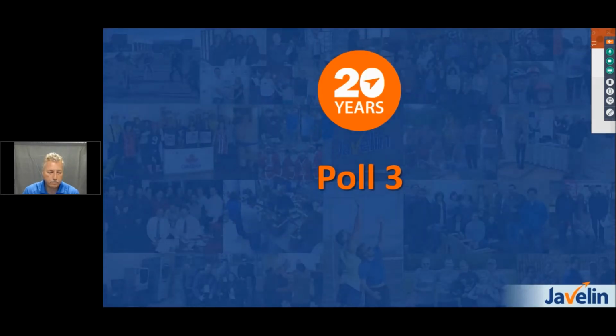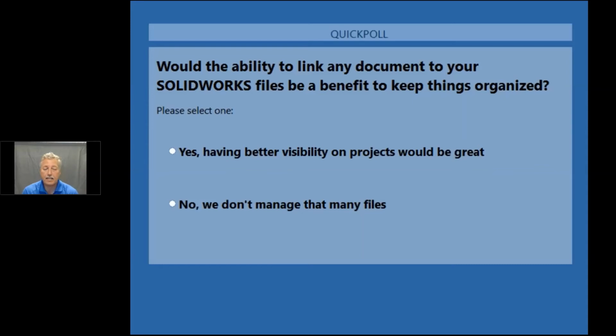Poll number three, would the ability to link any document to your SOLIDWORKS files be a benefit to help you keep things organized? And again, that could be something such as a specification for a project. It could be a set of deliverables for a particular product. It even could be a quality document that you want to make sure is linked for the end of the project, so that when you look for those files, quality right away knows here's the shim log for it, or potentially here's the check sheet that we need to do before we ship out a product.